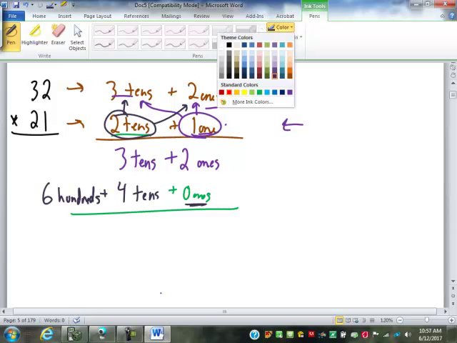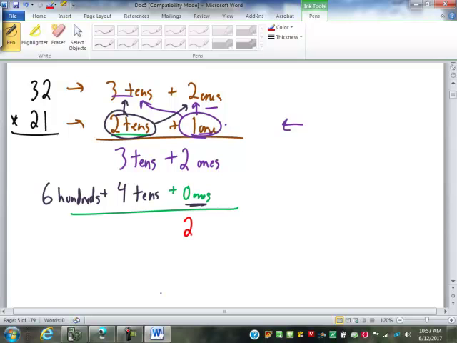So now then we can combine the ones with the same name. We got 2 ones. Oops. 3 and 4 make 7, not 6. 7 tens and 600. 672.